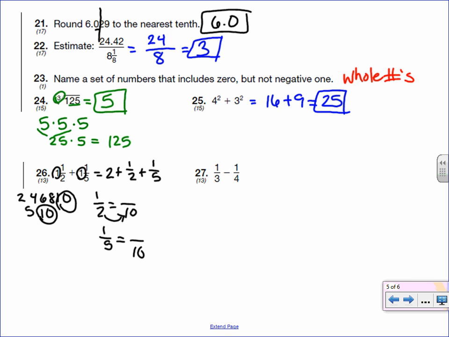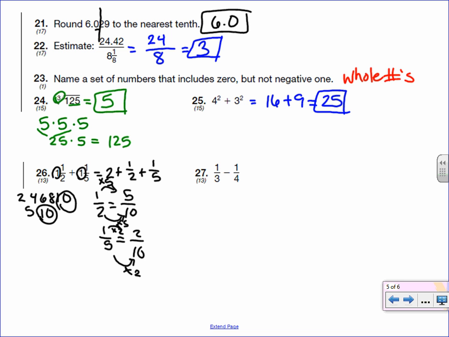To go from 2 to 10, I multiply by 5. Whatever I do to the bottom, I do to the top. So 1/2 is 5/10. To go from 5 to 10, I multiply by 2. Whatever I do to the bottom, I do to the top. 1 times 2 is 2.